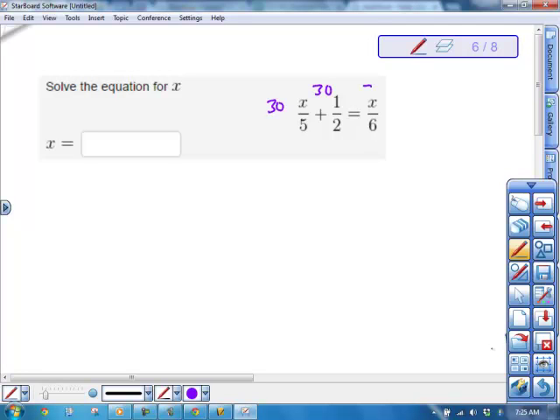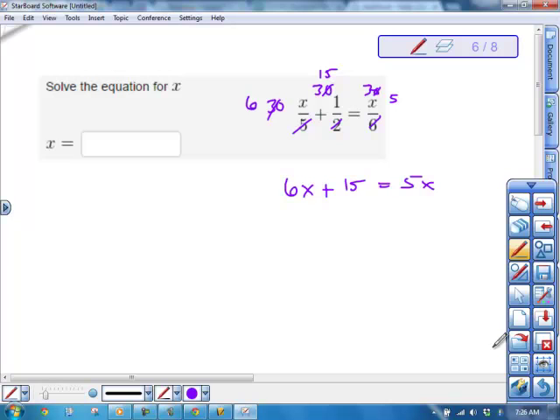So if you multiply through by 30, what happens is 5 goes into 30 6 times, 2 goes into 30 15 times, and 6 goes into 30, yeah, 5 times. So what you're left with then is 6 times x plus 15 equals 5x. So that's a quick way to just make the equation a lot more simple.